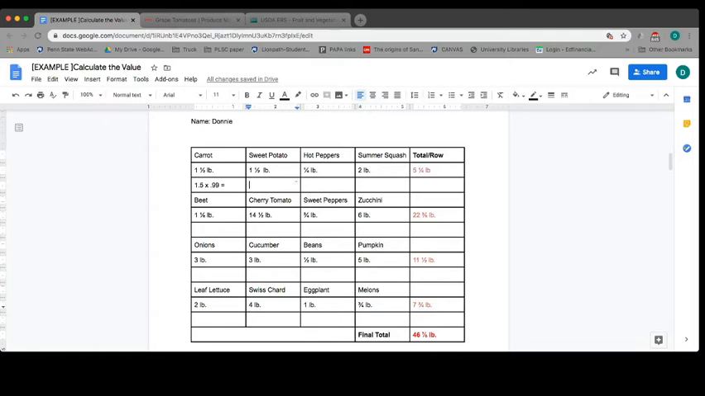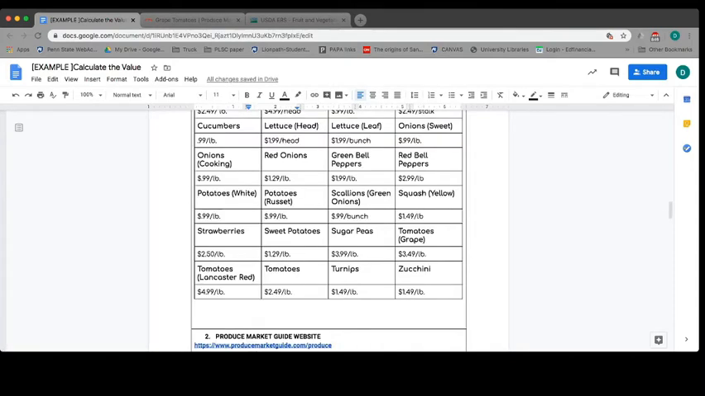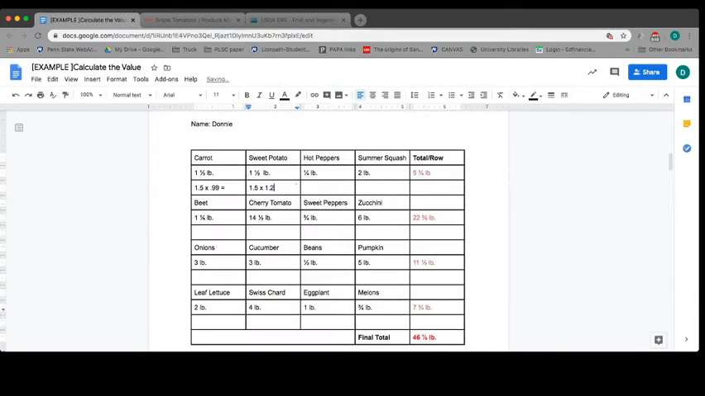Sorry for the dog. Okay, so 1.5 pounds of sweet potatoes times, what is the price of sweet potatoes? Stacy sells them for $1.29 a pound. So 1.5 times $1.29 equals.